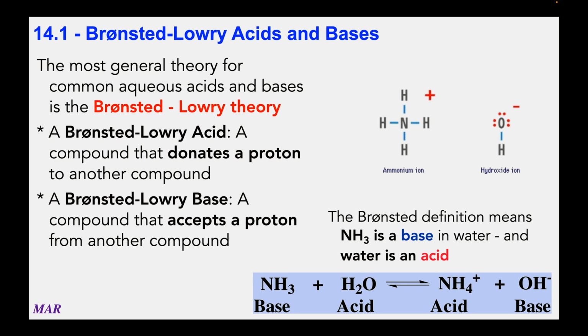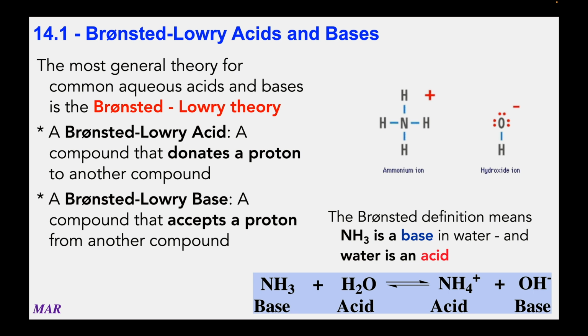But what I'd like you to look at in this particular reaction is how water here is donating an H+. On the product side, water becomes hydroxide, which is water without the H+. So the H+ is donated to the NH3. That makes water an acid. But if NH3 is accepting that H+, that means that NH3 is a base. So on the product side, NH3 becomes ammonium, which is NH3 plus an H+, and you're good to go.